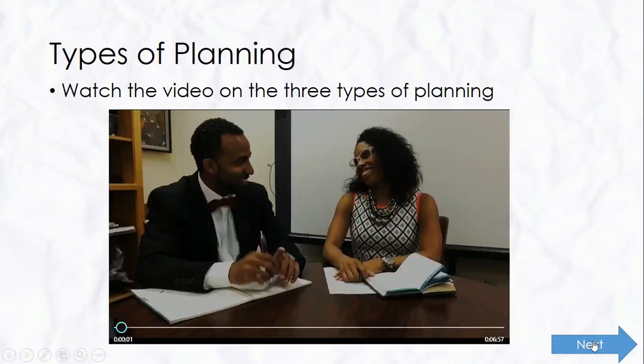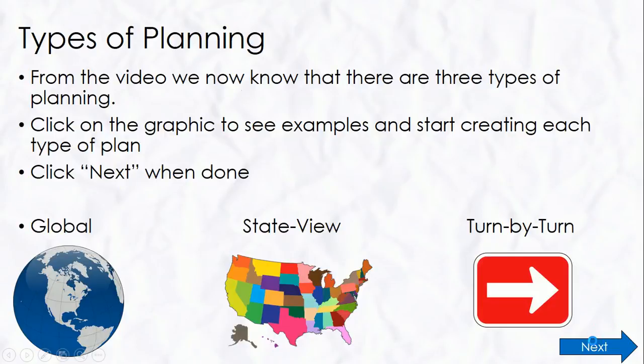We move on to the last objective, which is to identify the 3 types of lesson plans by watching a short video that explains what they are. The global view, which is a very broad view of what will be taught over a long period of time. This is used to plan whole units.